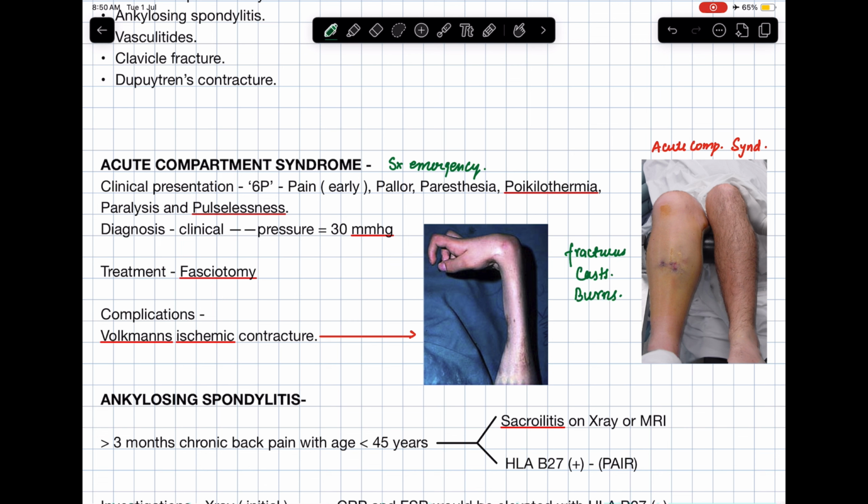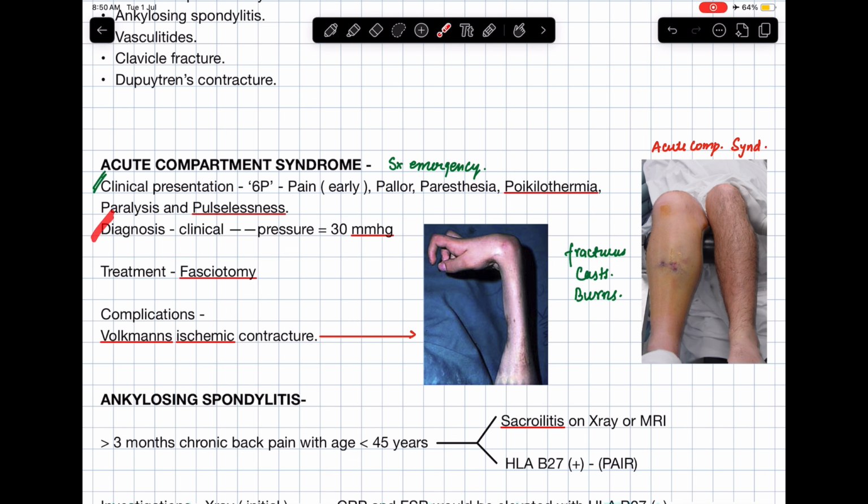So most important thing about this topic in AMC, 6 P's. So 6 P's would be, one is pain, paresthesia, pallor, paralysis, pulselessness and poikilothermia. So these features you'll be able to see in the exam stem and then you'll be able to make the diagnosis for it. Now there is an important point that pulses may be present early. So do not rule out acute compartment syndrome based on the presence of pulses.